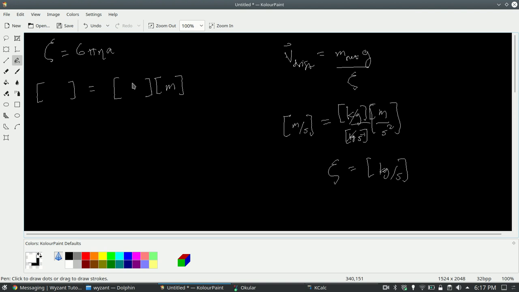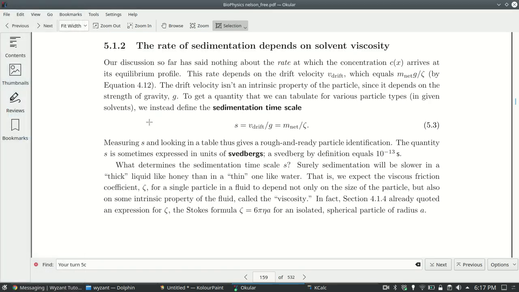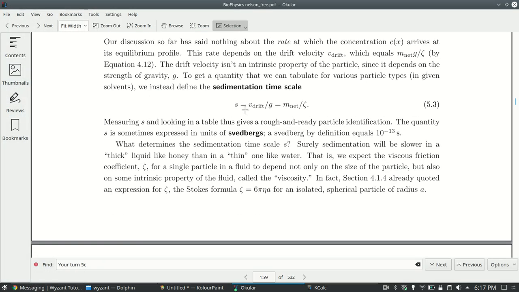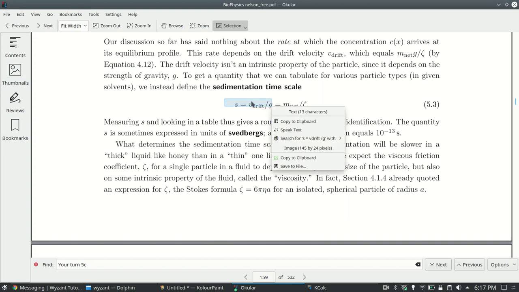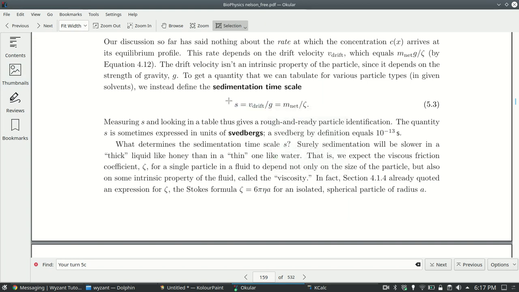Okay? So if zeta has units of kilograms per second, then eta must have units of kilograms per meter per second. Those must be the units for eta. Let's see if I can get any confirmation on that. Here we have a sedimentation time scale. S is a time, a very small number of seconds, a very small fraction of a second. So let's verify that we have the correct units for zeta using this.